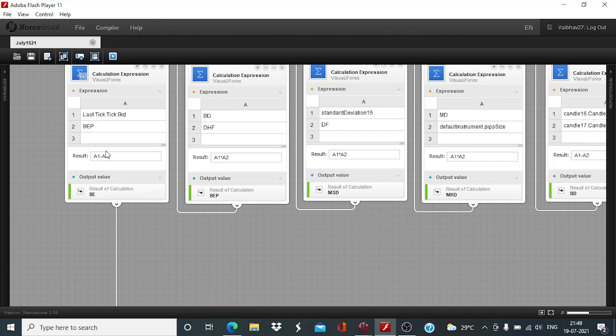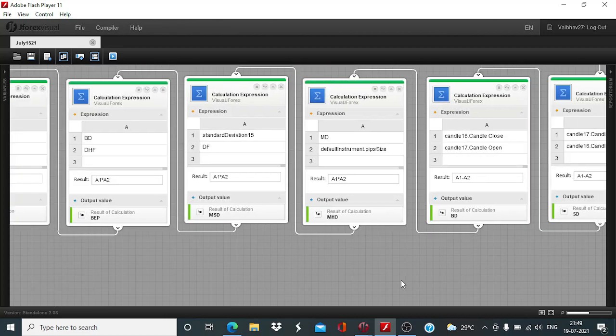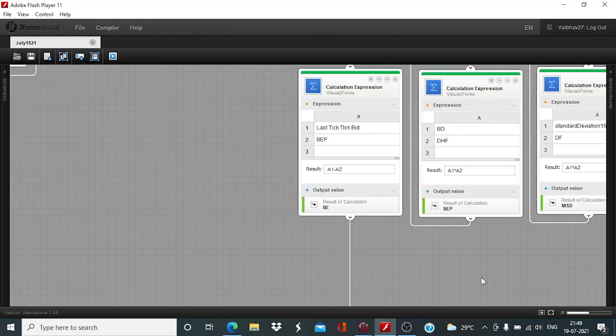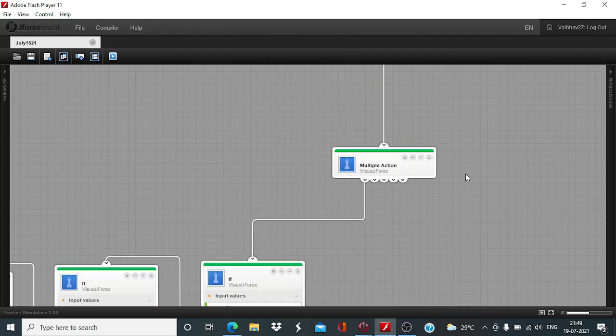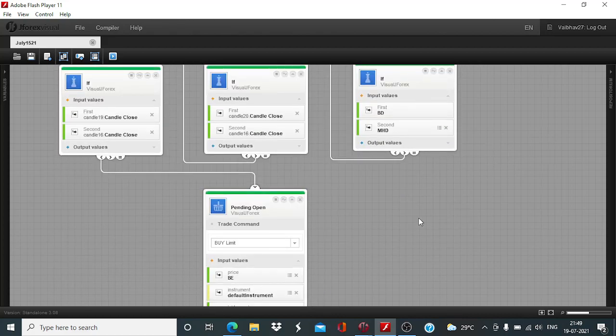To place the order, we had also defined this value, which is simply the difference from the last tick bid of half the amount of the difference between the last hour's candle close and the prior hour's candle open. And on the lower side, these if blocks have been used to set the conditions.